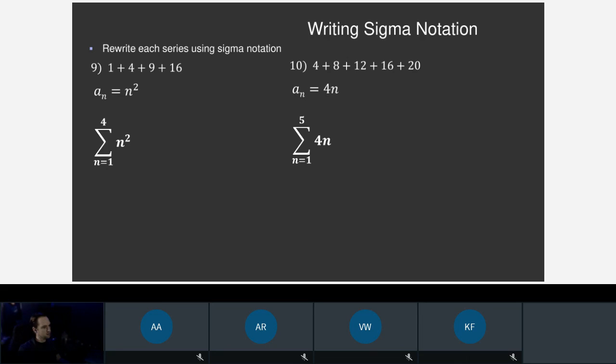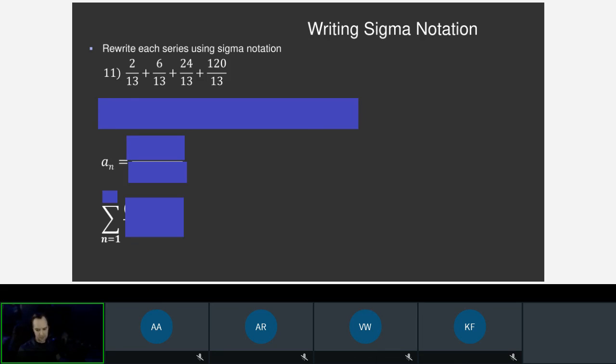Let's keep going. Slide 13 of 18. This is a long lesson. I've got to hurry up. Okay, this is fun. I'm going to give you guys a moment to look at this and see if we can figure out what's going on. 2/13 plus 6/13 plus 24/13 plus 120/13. Hmm. Ooh. This is a tricky one.